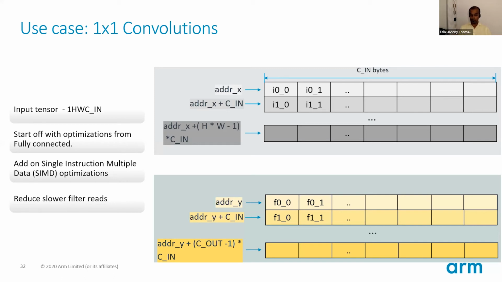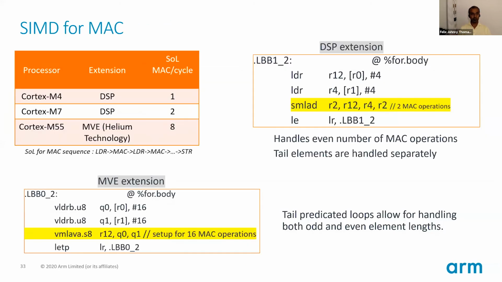Now on top of that, let's add a single instruction multiple data optimization. Single instruction multiple data, as Vijay explained earlier, is where you have one instruction, but which operates on multiple data at the same time. So it is more or less like a 2-for-1 or 4-for-1 offer. And let's take the case of a multiply accumulate and see how it works out here.